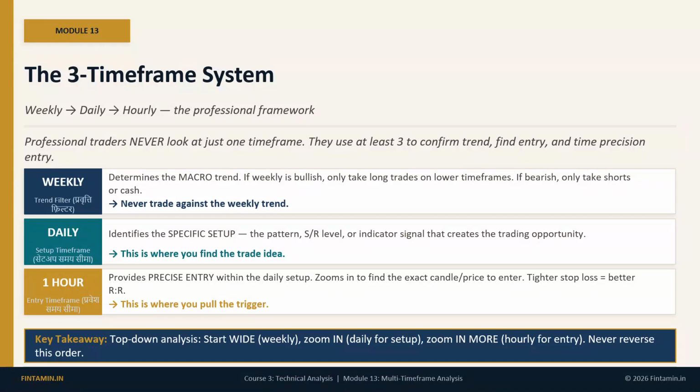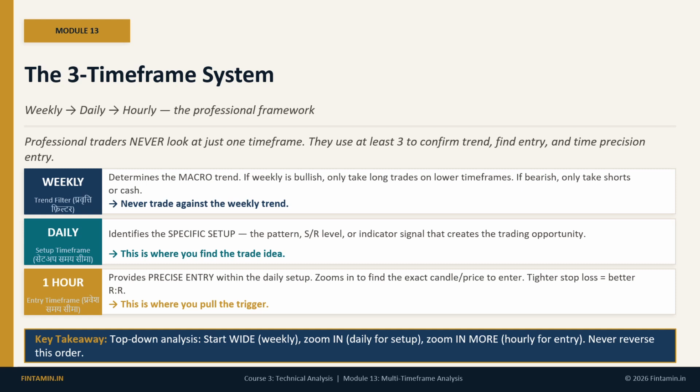The 3 time frame system. Professional traders use at least 3 time frames. The weekly chart for overall trend direction, the daily chart for the specific setup, and the 1 hour chart for precise entry timing.